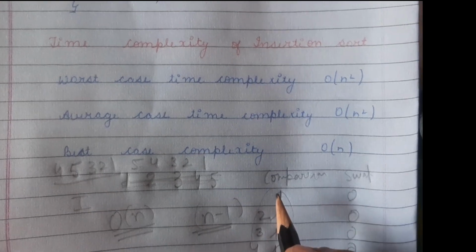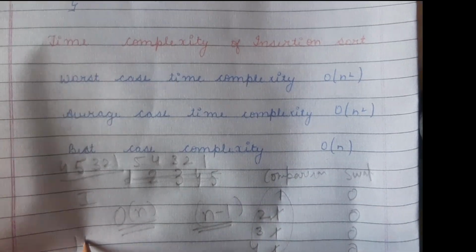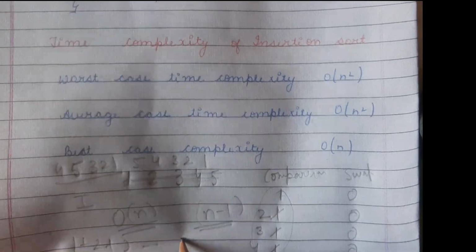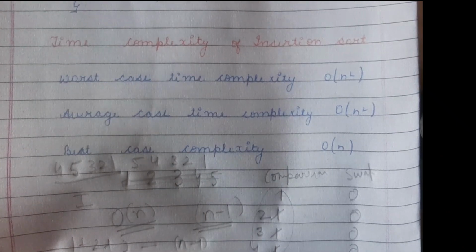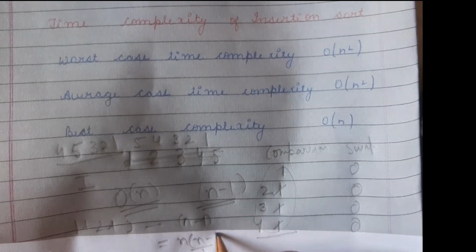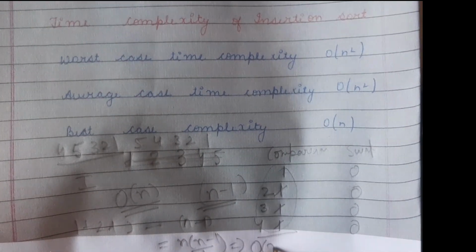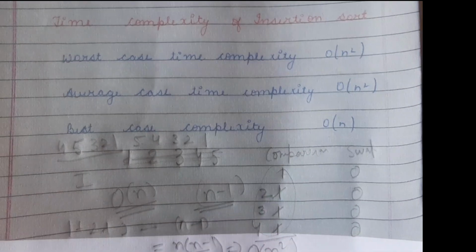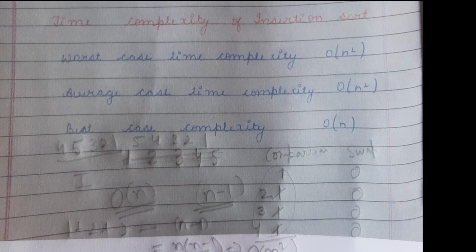So a series is formed: 1 plus 2 plus 3 up to n minus 1. The formula is n into n minus 1 divided by 2, and the complexity becomes big O of n square. So I hope all of you understood the time complexity.